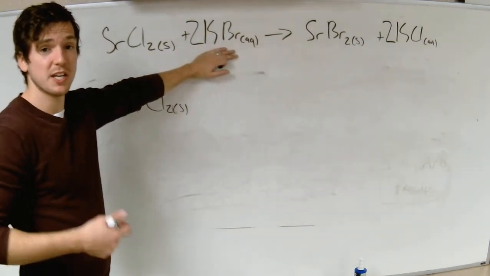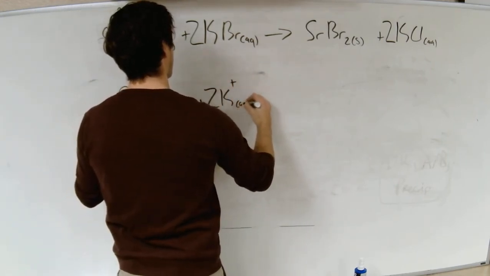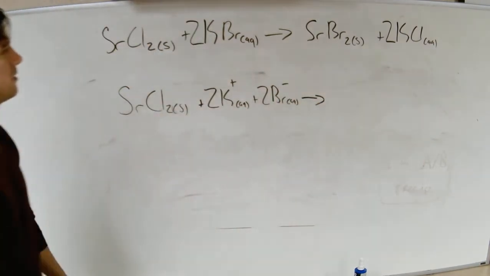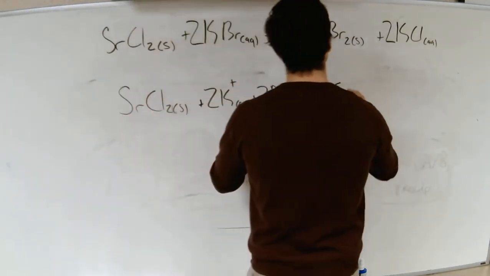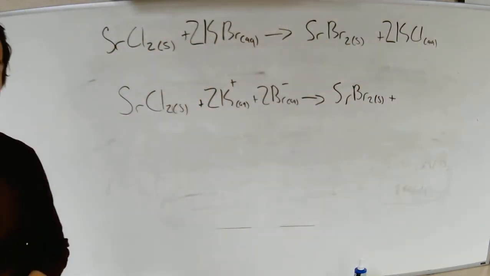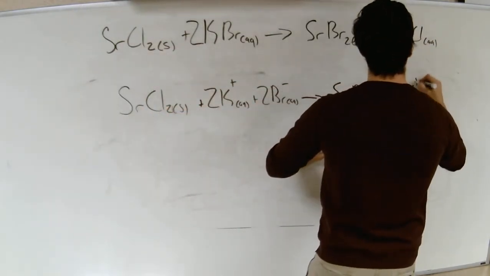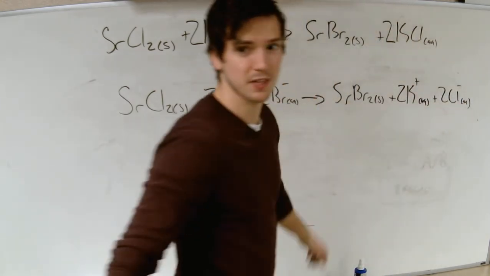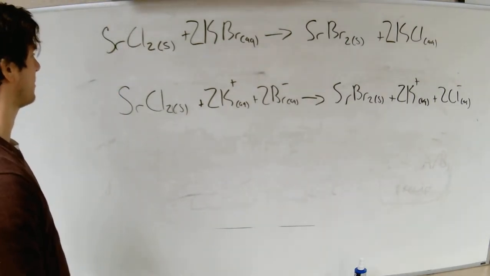KBr, aqueous, do we split it up? Yep. Since there's a 2 in front, I'm going to have 2 K pluses and 2 Br minuses. Strontium bromide, do I split that up? No. It's a solid. And then KCl, okay, aqueous, we split it up, 2 K pluses, aqueous, and 2 Cl minuses, aqueous. And hopefully you can see that. And then this looks kind of crazy, and you're thinking, oh boy.